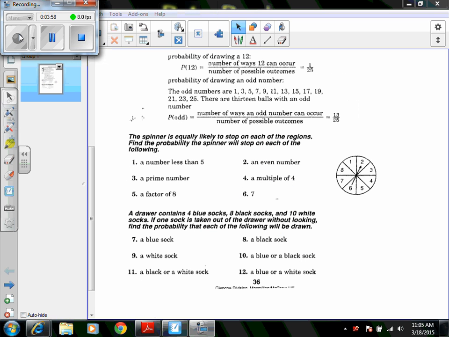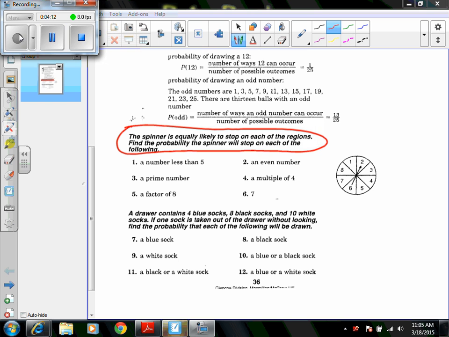All right, I've moved the worksheet down. Now let's look at the examples that are on the worksheet. The spinner is equally likely to stop on each of the regions. Okay, so here's our spinner, and there are 8 regions. Okay, and it's equally likely to stop if you gave the arrow a spin on any of the 8 regions.